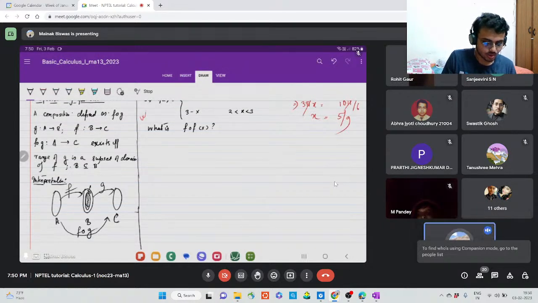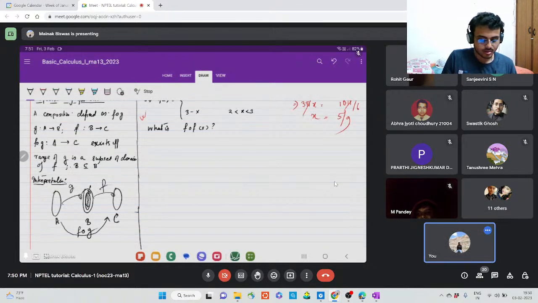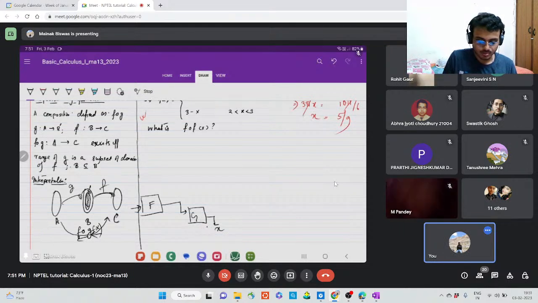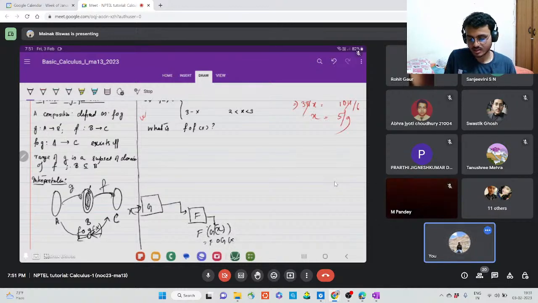So I think I've drawn this wrongly. This is G and this is f. So f occurs later after G, so x will pass through G first and then go to f. You have a machine, this is the G machine, this goes to the f machine, then goes out as f of G of x, also written this way.